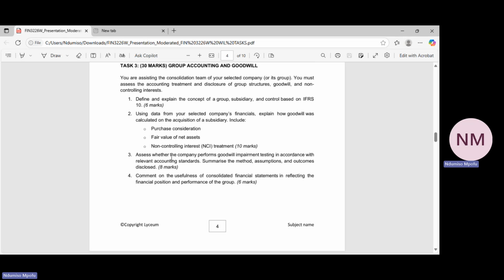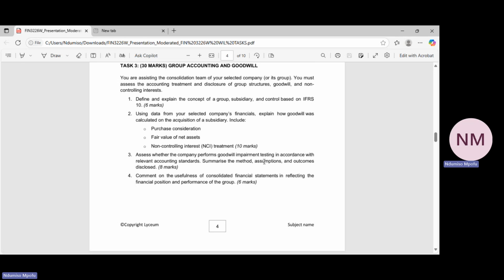let me just go through the question, saying assess whether the company performs goodwill impairment in accordance with the relevant standard. All companies are required to perform goodwill impairment using what? Relevant accounting standards, because all financial statements here in South Africa are drawn based on specific financial accounting standards. So you can just research online how goodwill impairment is tested. You can even check from your prescribed books. If you look at a prescribed textbook, there is an explanation of how goodwill impairment is tested.